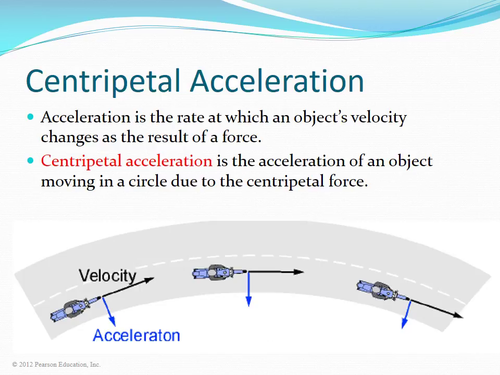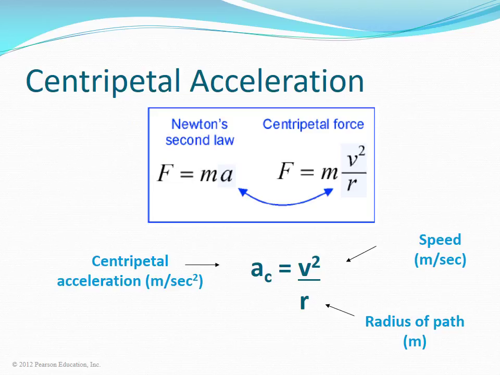Acceleration is the rate at which an object's velocity changes as the result of a force. Centripetal acceleration is the acceleration of an object moving in a circle due to the centripetal force. Centripetal acceleration is the speed squared divided by the radius of the path. The units are meters per second squared.